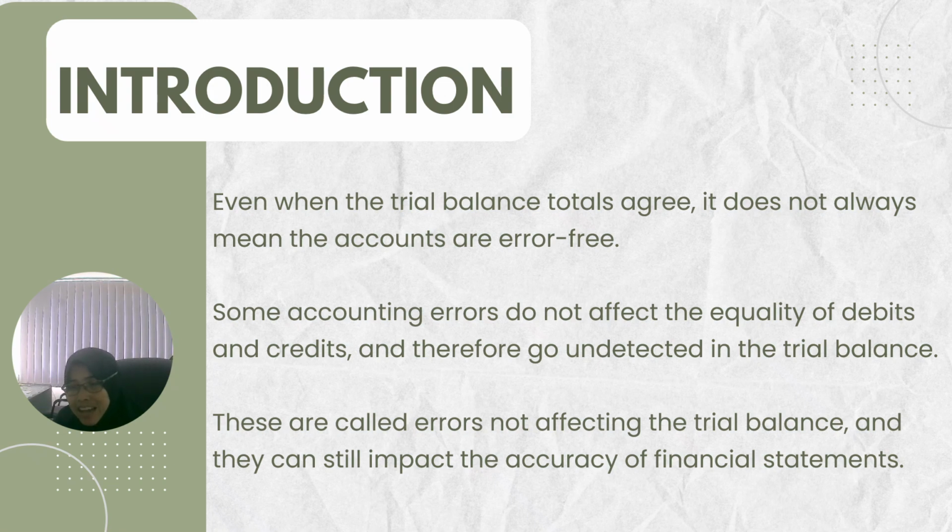Let us start with the errors not affecting the trial balance. Please remember that even when the trial balance totals agree, it does not always mean that the accounts are error-free. Some errors do not affect the equality of debit and credits and therefore go undetected in the trial balance. These are called errors not affecting the trial balance agreements. However, these errors can still impact the accuracy of the financial statements. So, in the next slide we are going to explain what these errors are.